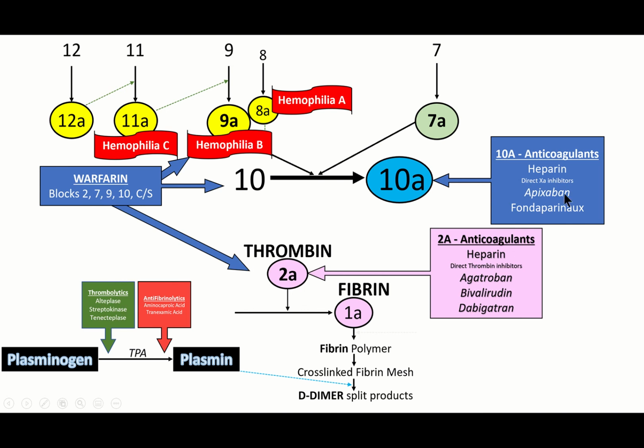And just a quick note here, just notice how this has an XA in it, direct XA inhibitors, right? I found that pretty useful. Fondaparinux is an exception, but a lot of the ones that have XA are going to be 10A inhibitors.